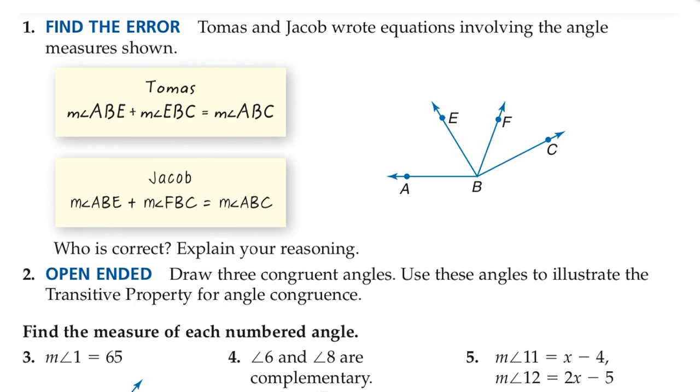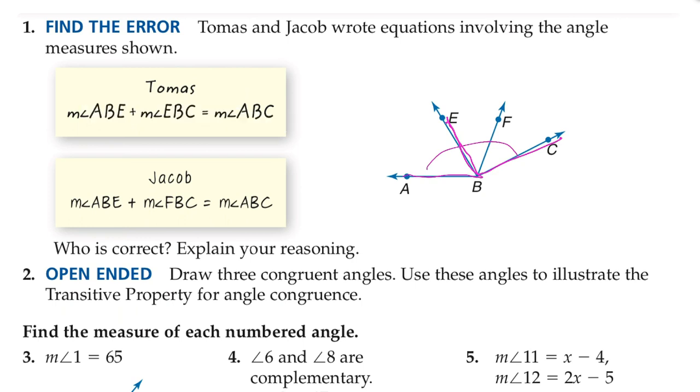Find the error. So Thomas looks over here. He's trying to use the angle addition postulate. He says the measure of angle ABE plus the measure of angle EBC adds up to the total of ABC. That seems valid to me, right? He's got the measure of each angle. He's adding equals. Yeah, that's the angle addition postulate.